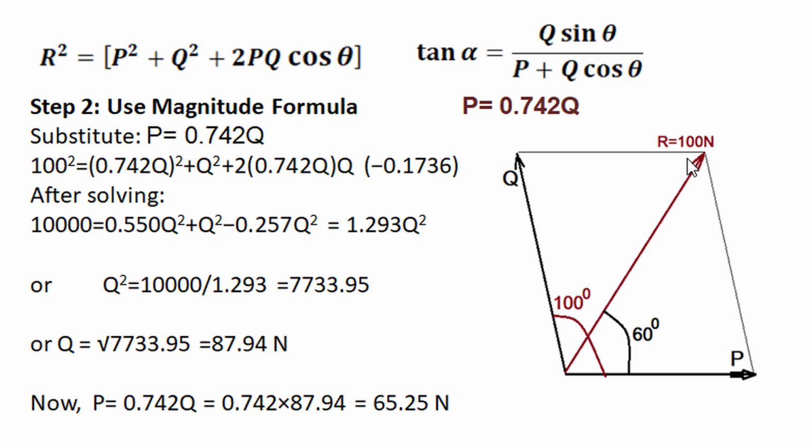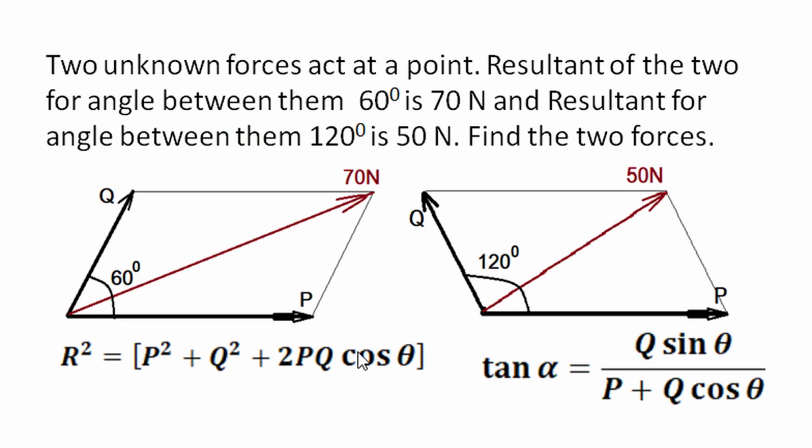And it is again clear that the resultant is closer to the larger magnitude. Q is larger than P, so the angular position of the resultant is close to Q. Two unknown forces P and Q act at a point, and the resultant of the two is 70 Newton when the angle between the two forces is 60 degrees.